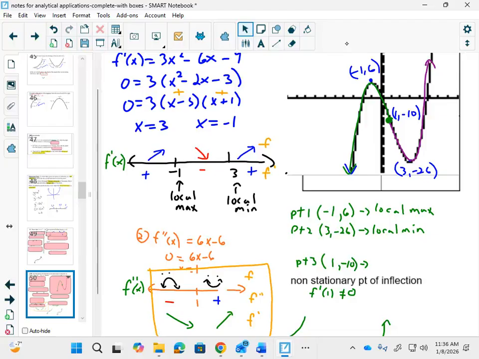So I'd like you to try the next one on your own. Oh, it has a calculator part. Okay, we'll do it together. If it was all non-calculator, I'd get you to try it on your own. Most of this we can do without a calculator.